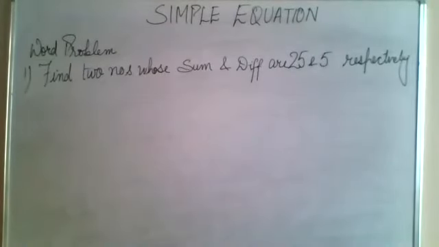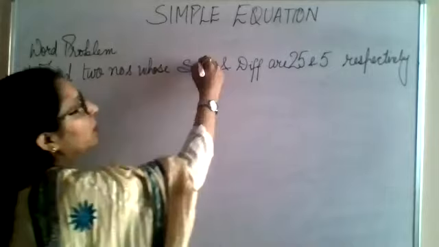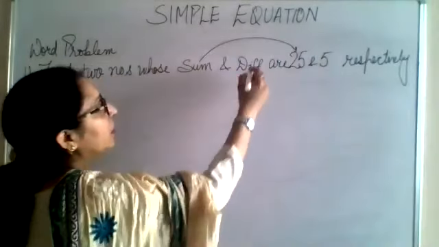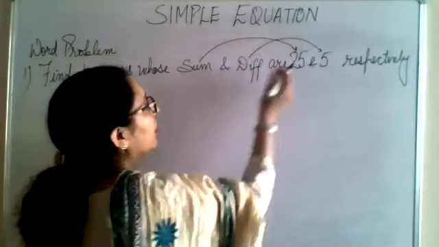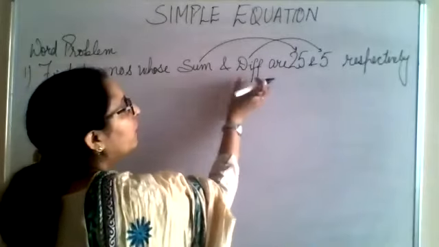First question, find two numbers whose sum and difference are 25 and 5 respectively. Respectively means first word representing first number, second word representing second number. Sum is 25, difference is 5.